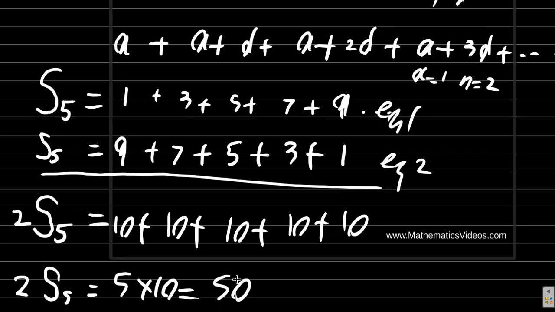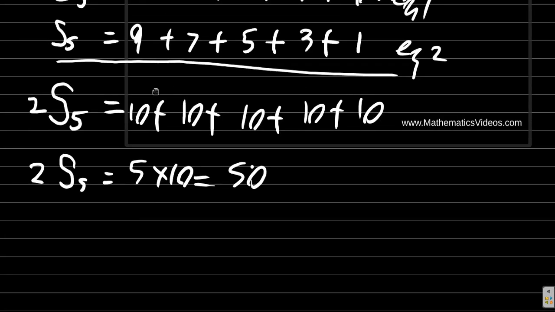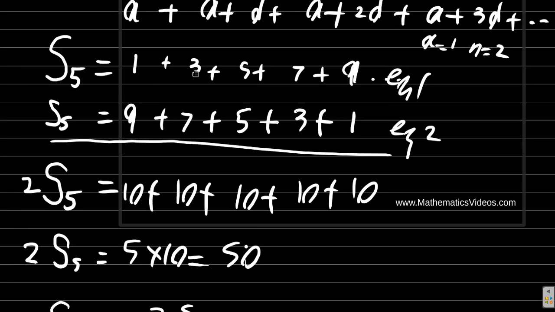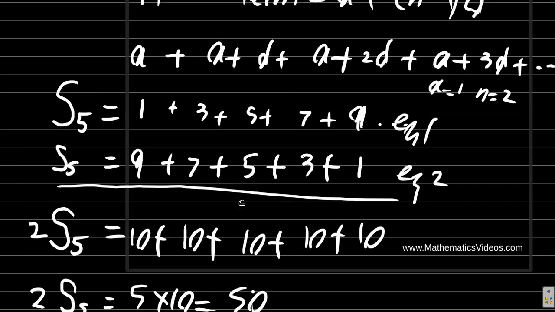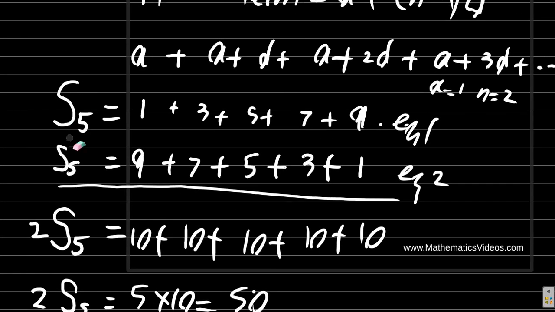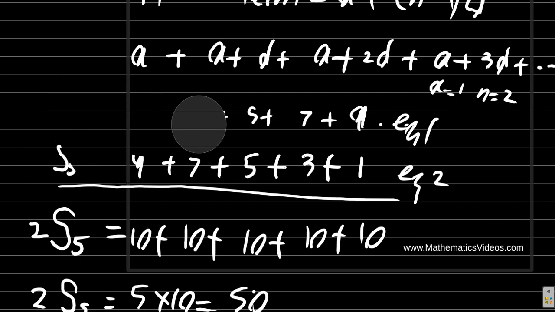So when we divide by 2, the sum of the first 5 terms is 50 over 2, 25. Is that so? Let's test it. 3 and 1, 4. 4 and 5, 9. 9 and 7, 16. 16 and 9, 25. It worked. Well, let's do this again, but we won't bother to use specific numbers.